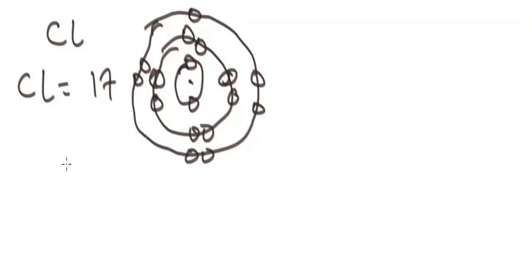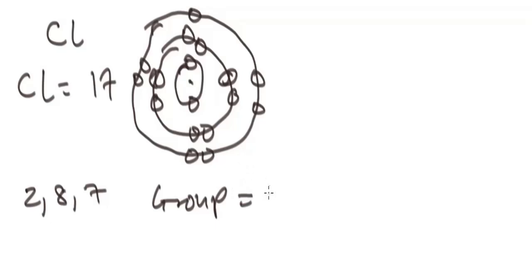So let's represent the electronic distribution. It's going to be 2, 8, 7. We have 3 shells here: 2, 8, and 7. The last number in these shells is 7, in the third shell. This shows us that the group of this element will be group 7.